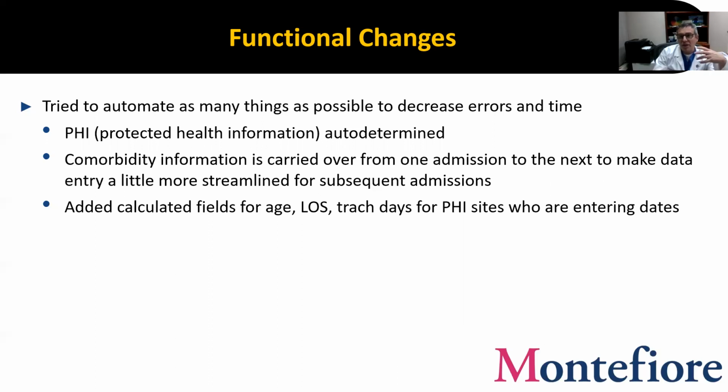And we tried to do as many things as possible so that people wouldn't have to answer questions that we could possibly know the answer to. So for instance, the comorbidity information is carried over from one admission to the next. So if you check off that somebody has cardiomyopathy, we're going to assume that you still have that the next time they're admitted. Now there's a box that says, are there any changes? So you can always adjust it. But this way, it just minimizes the data entry and it minimizes the chance of errors.